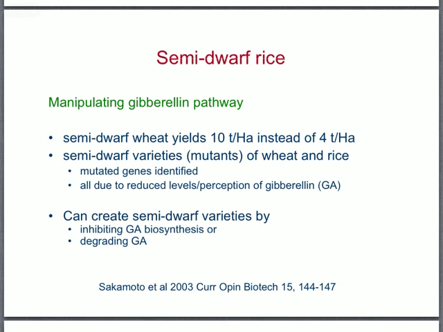We need to know how gibberellic acid is made. So this exercise is going to get you to do some prediction about how you might go about doing this. But in simple terms, we can either inhibit gibberellic acid being made or degrade more gibberellic acid. So let's go look at that pathway.